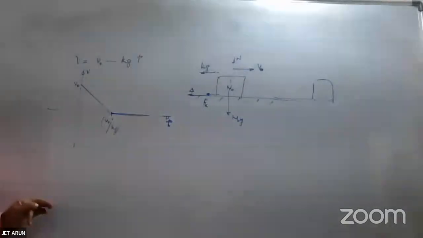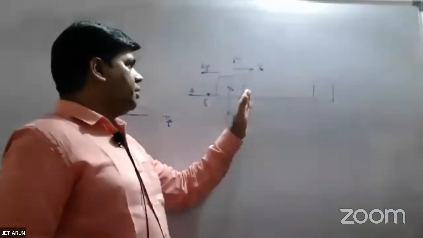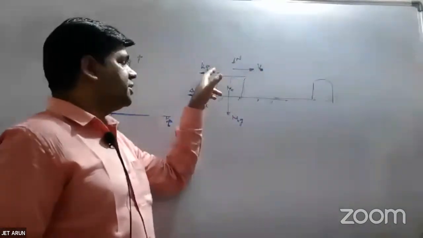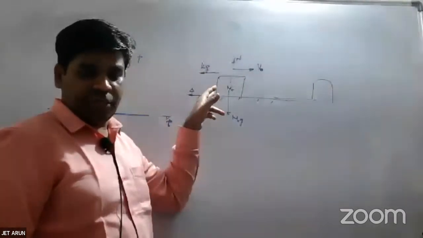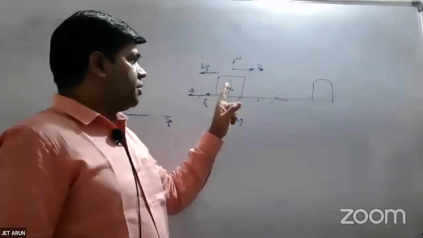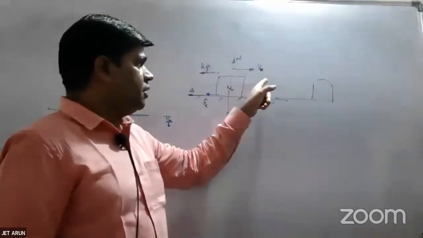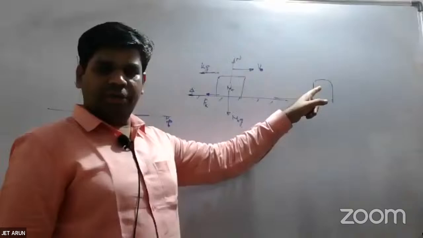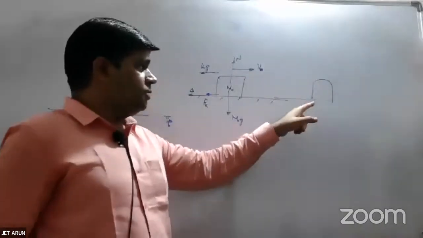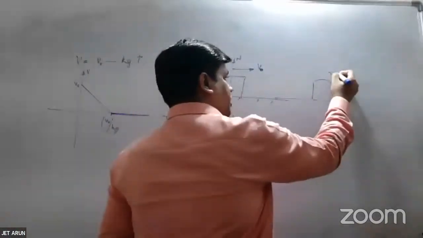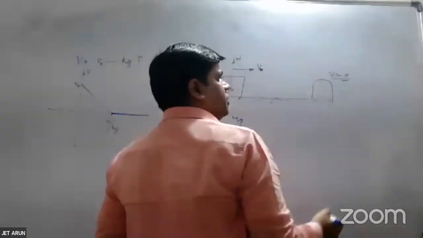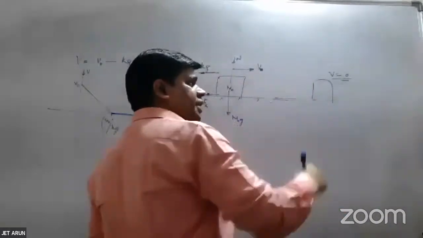Why, sir? See, the particle is moving towards right with velocity v naught. Retardation is mu g, and that is because of friction, kinetic friction. Because of this retardation, the particle slows down. It will eventually stop, right? Once it stops, what is the velocity? V equal to zero. Final velocity is zero. When the velocity is zero, what is the kinetic friction?